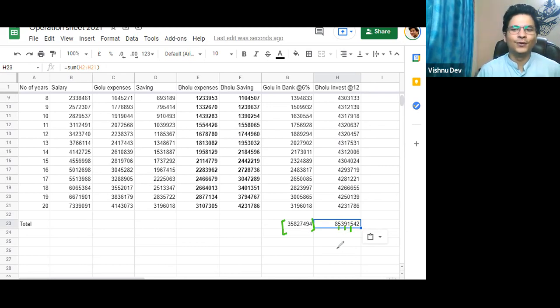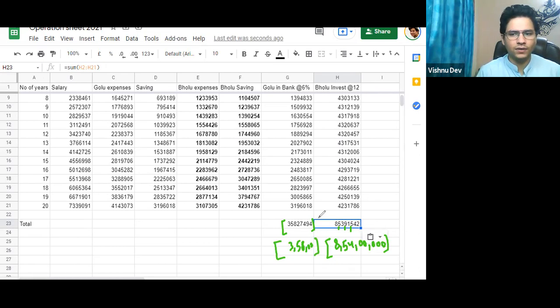Bholu is saving 8 crore 54 lakh around. 8 crore 54 lakh, right? Think about it. And Golu is saving only 3 crore 58 lakh, right? Clear? So I hope all of you understood the power of compounding in this case.